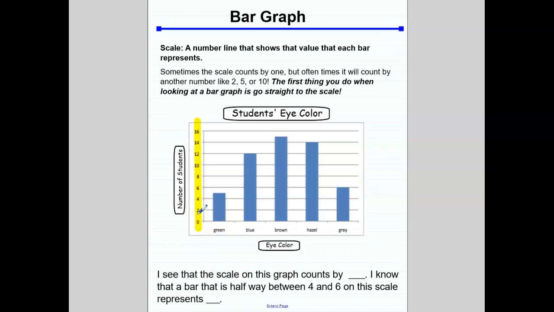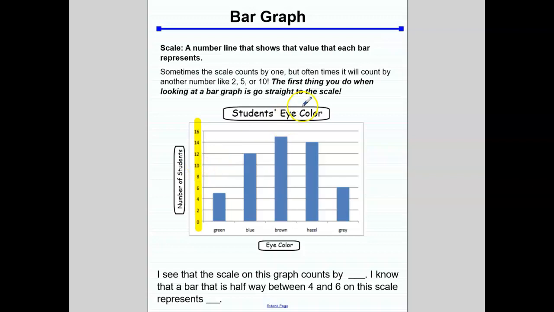But the reason you look at the scale first is because sometimes it counts by 1, but other times it will count by 2, 5, 10, even 25. So the first thing you want to do is go straight to the scale because the scale tells you what it is increasing by so that you're able to really interpret the categories.